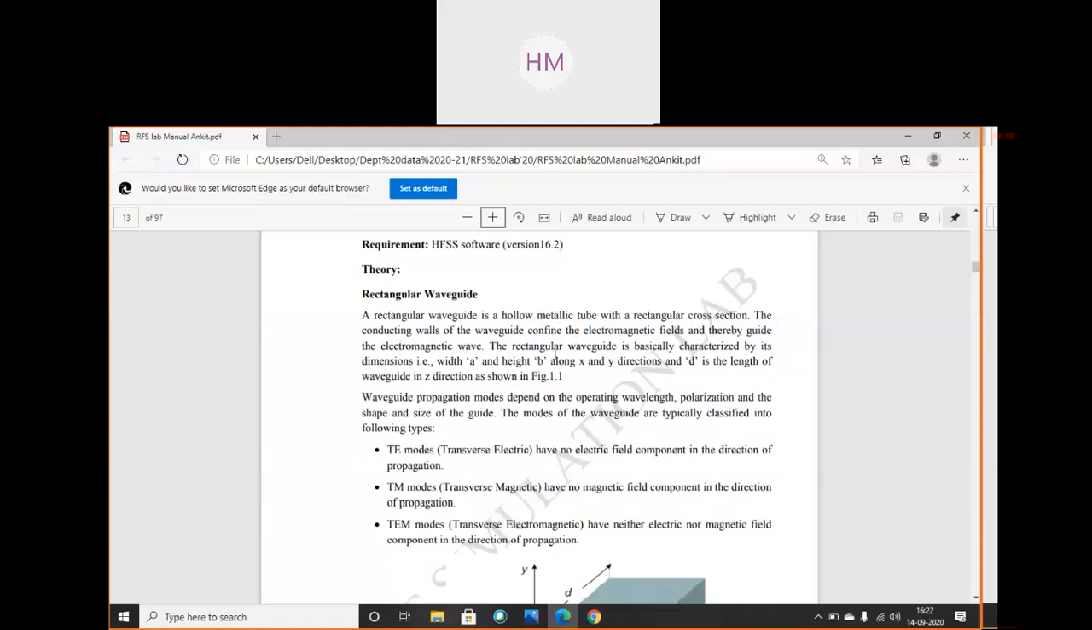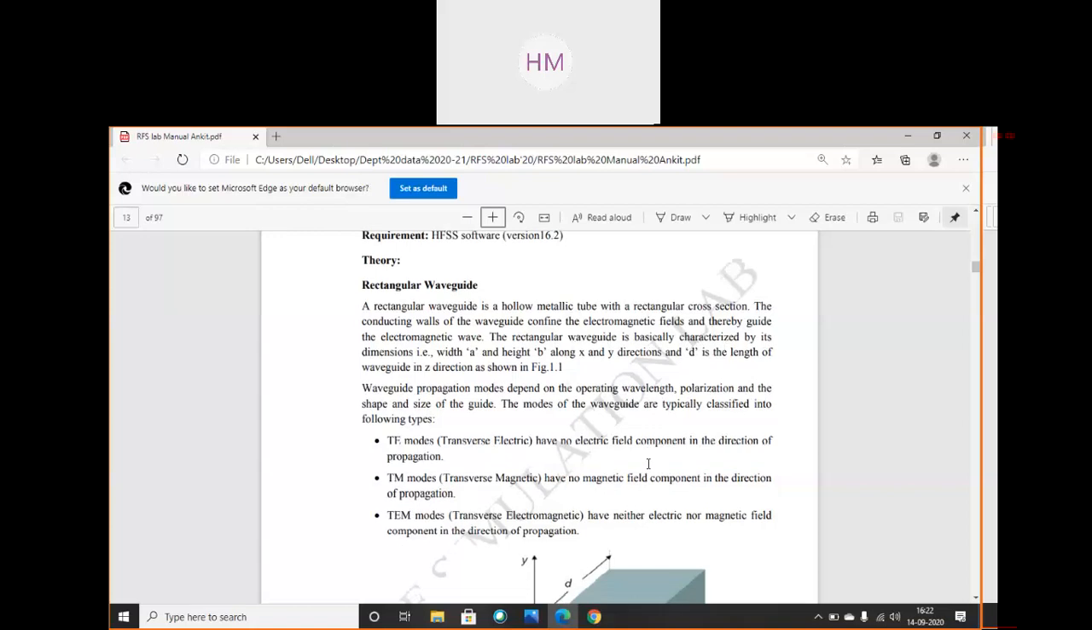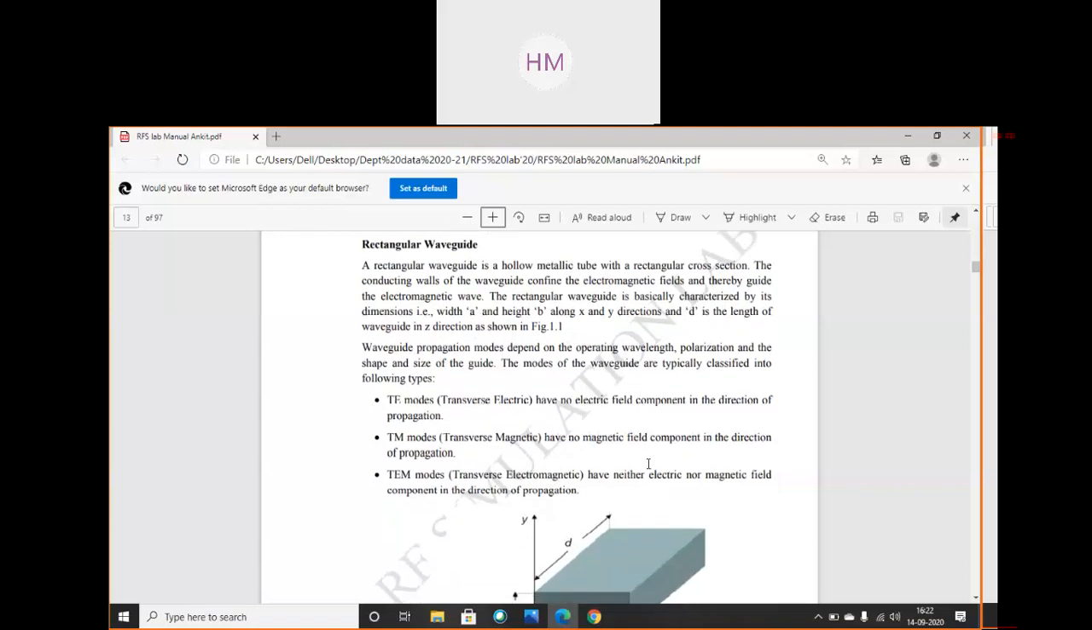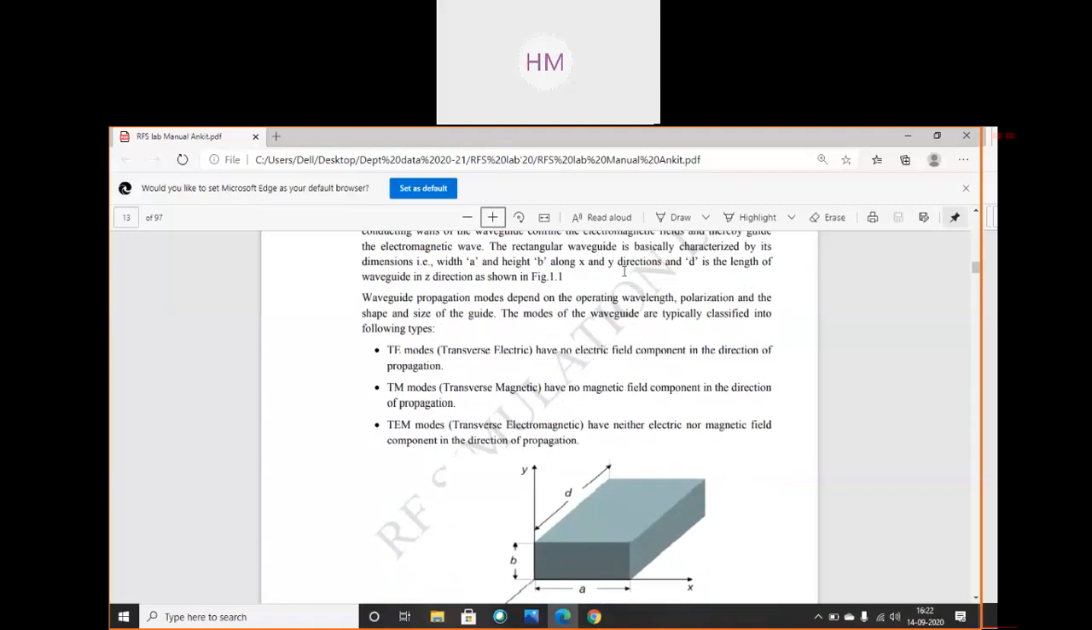The rectangular waveguide is basically characterized by its dimension. We all know in 3D we will have three dimensions: width, height and length. Okay, so A, B along X and Y direction, width A, height B along X and Y directions. B is the length of the waveguide in Z direction, which is shown in figure.